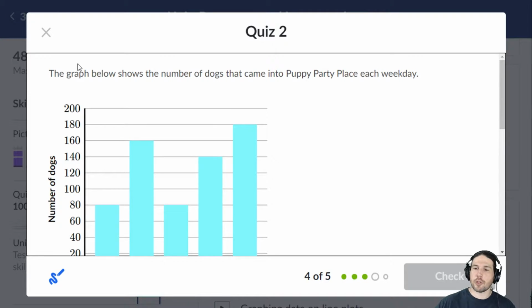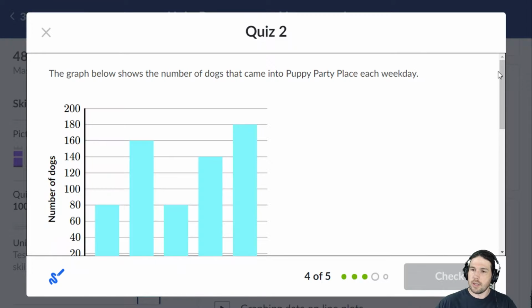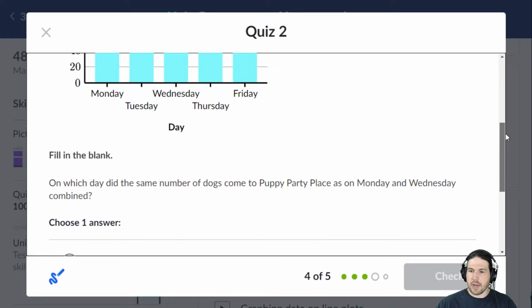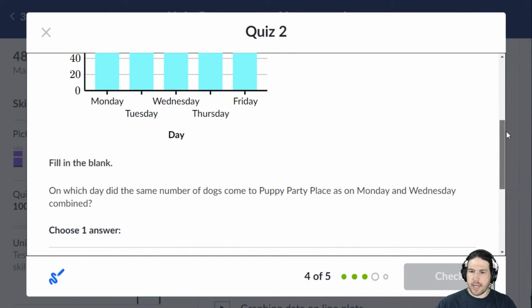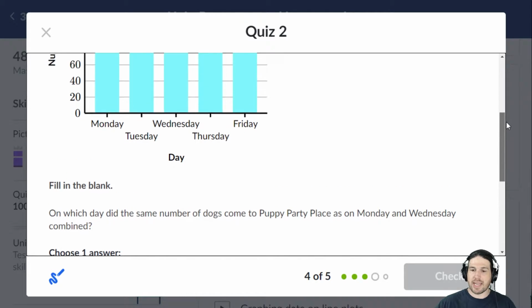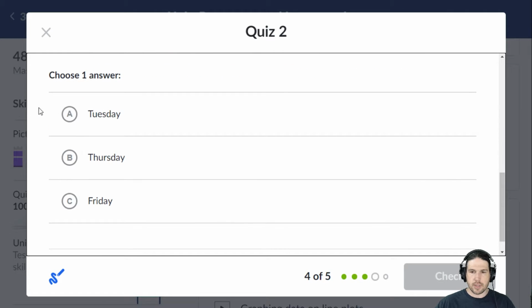The graph below shows the number of dogs that came to the puppy party place each weekday. That's a lot of dogs. On which day did the same number of dogs come to the puppy party place as on Monday and Wednesday combined? Well, 80 and 80 is 160, but I can pretty much visually see that Tuesday is twice as tall as Monday and Wednesday. I'm going to say Tuesday is the correct answer.